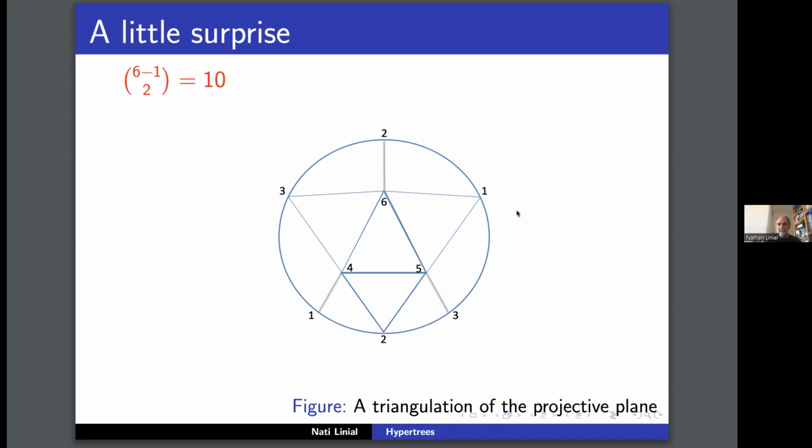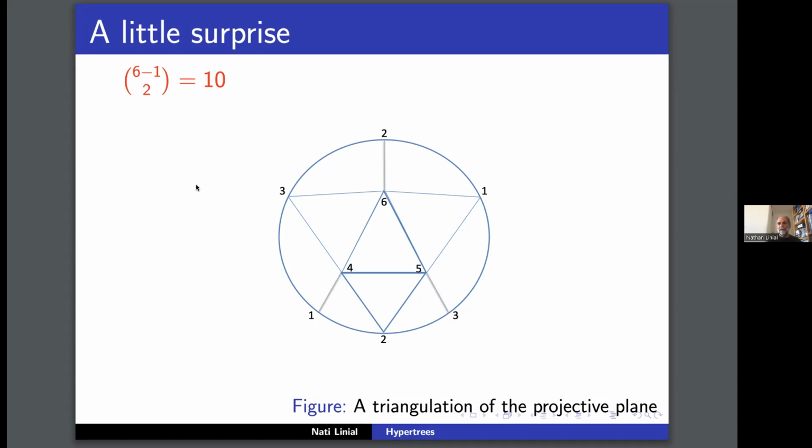If you know what that means, fine; if not, then let's think about it just as a simplicial complex. So n-1 choose d: in this case n-1 is 6 minus 1, which is 5, and d is 2, so there are supposed to be 10 two-dimensional faces. And if you look at this picture, there are really 10 triangles here.